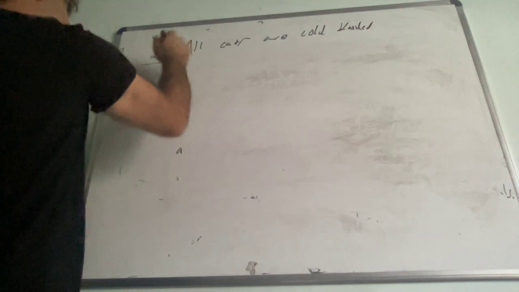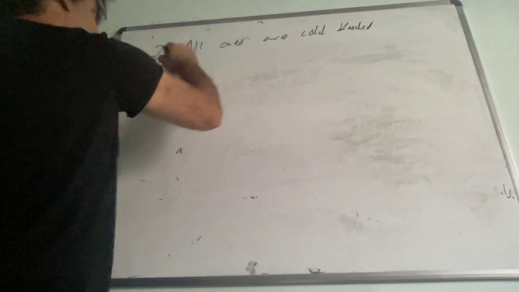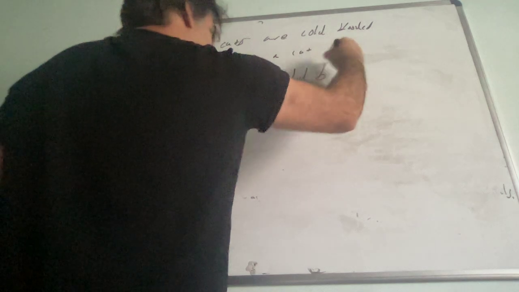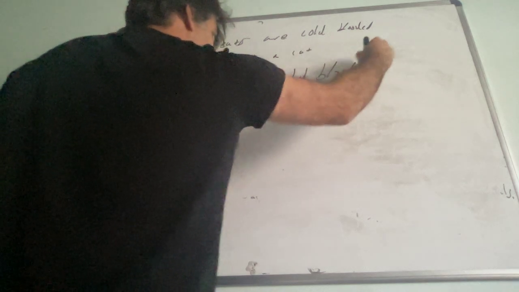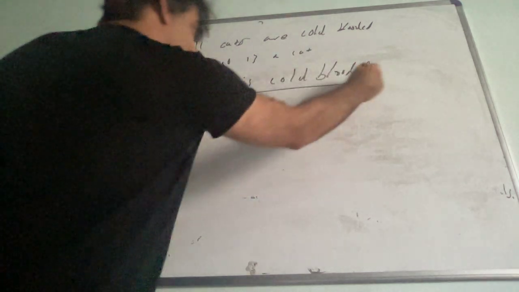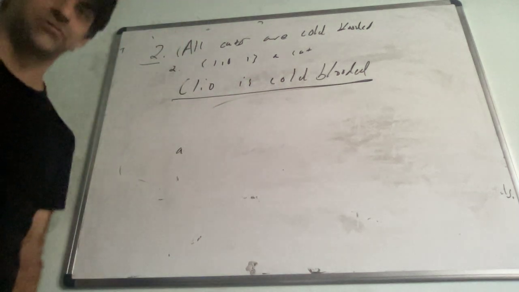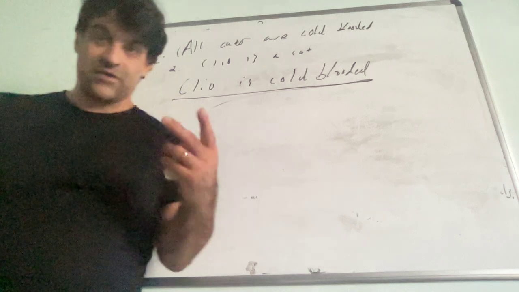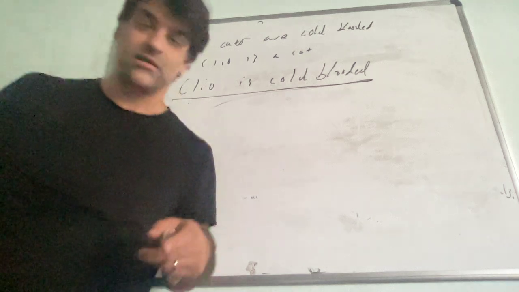This is exercise number 2. That's the first premise. All cats are cold-blooded. Cleo's a cat. So Cleo is cold-blooded. Okay? This conclusion is false. It's a valid argument, but it has a false conclusion. Okay?